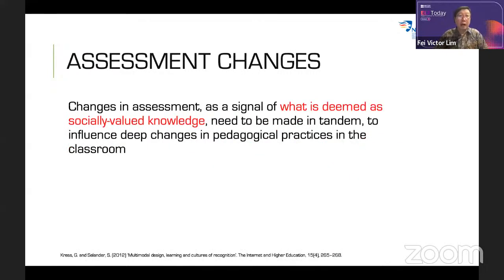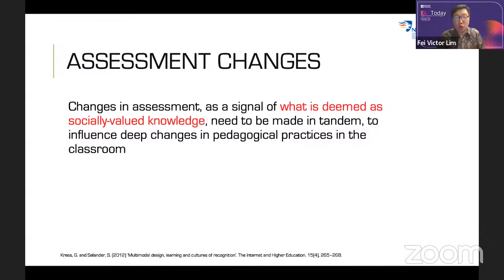And finally, I think one aspect that we reflected on through our projects was the need for assessment changes. And that can take place, of course, at a system level. So I'm speaking to policymakers here in the audience, school leaders here in the audience, but that can also take place in the classroom. So I'm speaking to teachers in the classroom. So changes in assessment as a signal of what is deemed as socially valued knowledge need to be made in tandem so that we can influence deep changes in the kind of pedagogical practices we have in the classroom.